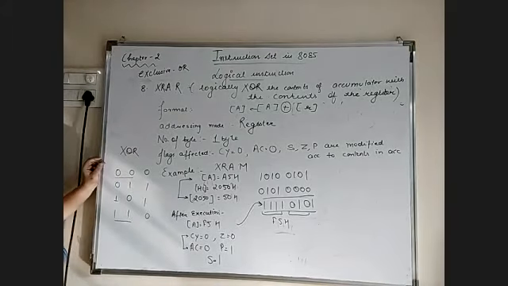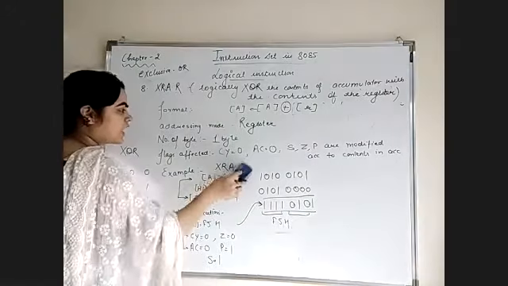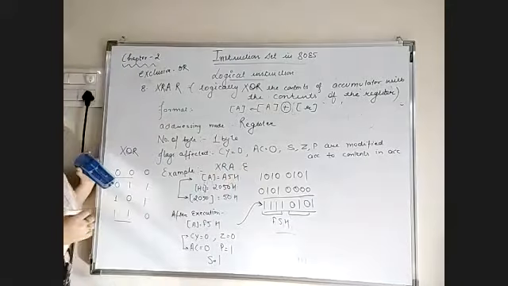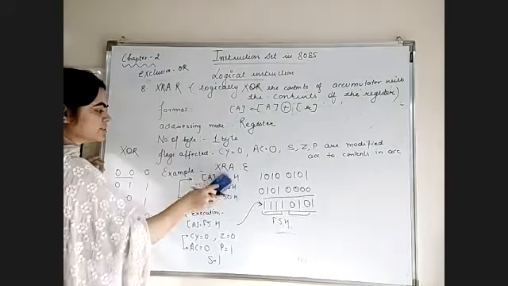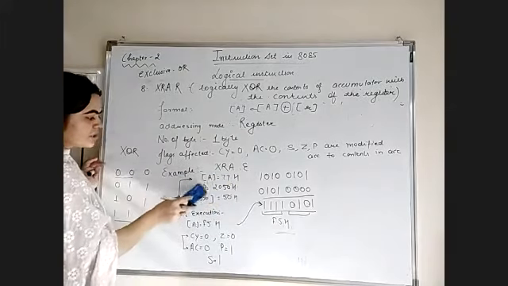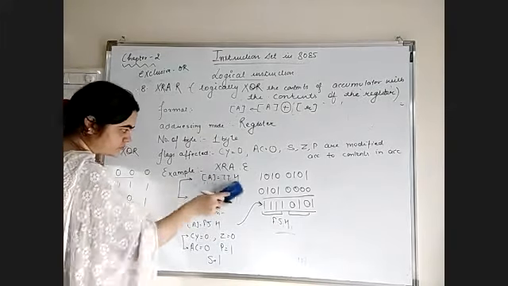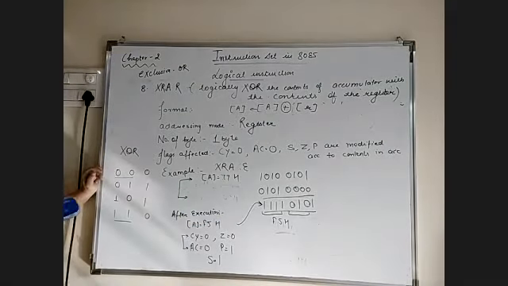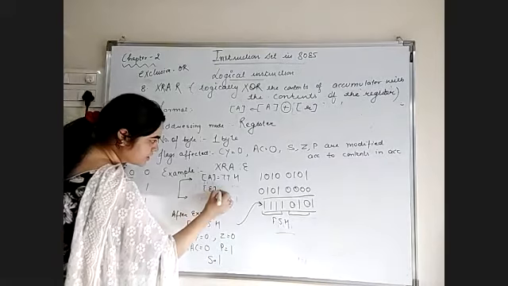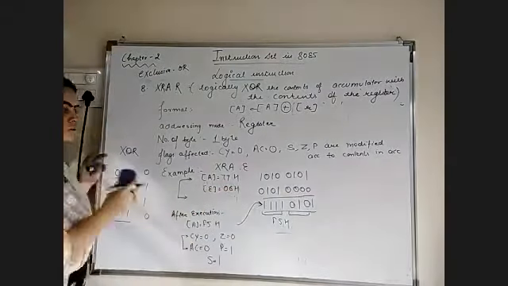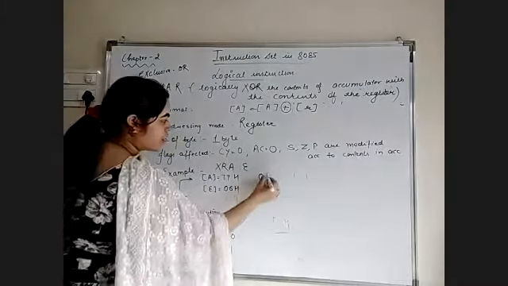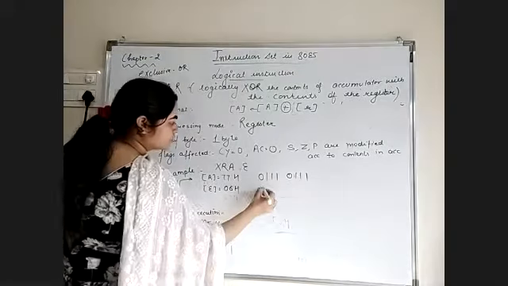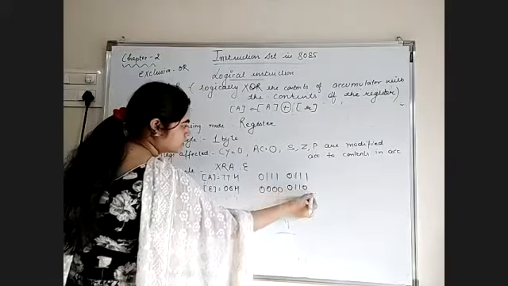Now we can see the example. Suppose we have the instruction XRA E, and in the accumulator we have contents 77H, and in the E register we have contents, suppose, 06H. Now we can see the output according to these two values. 77 means 0111 0111, and 06 means 00000110.